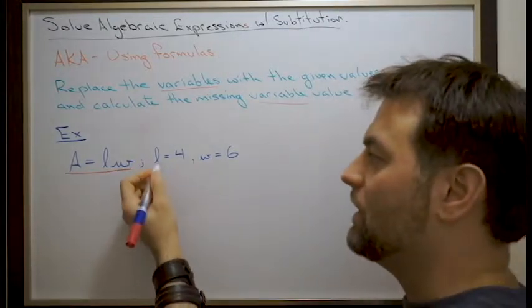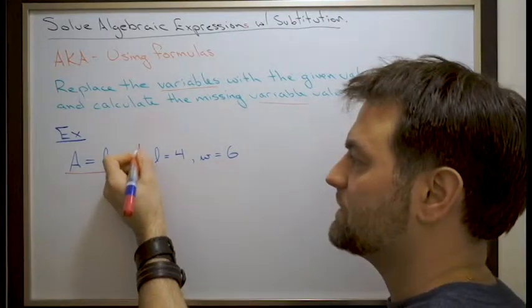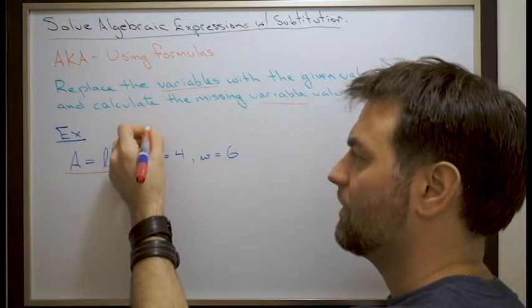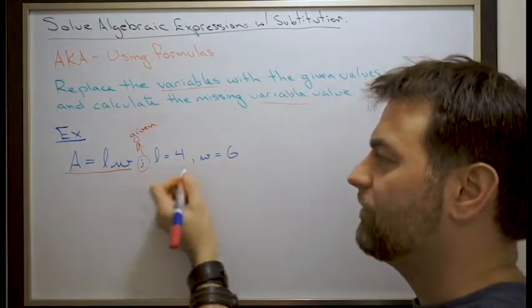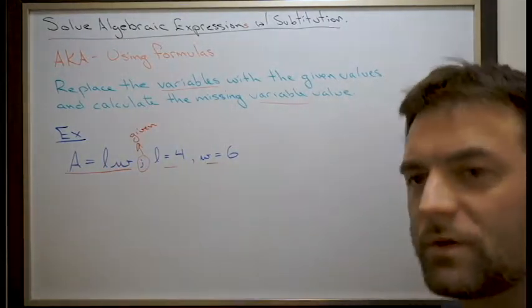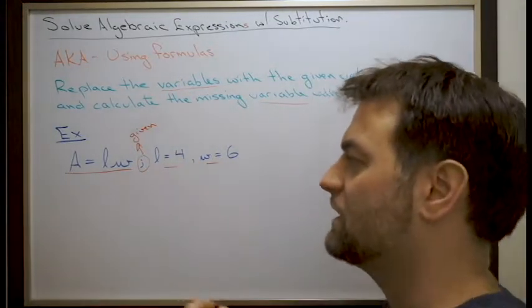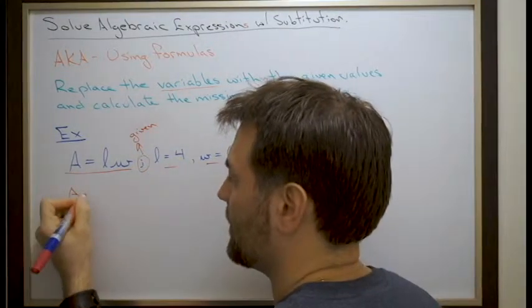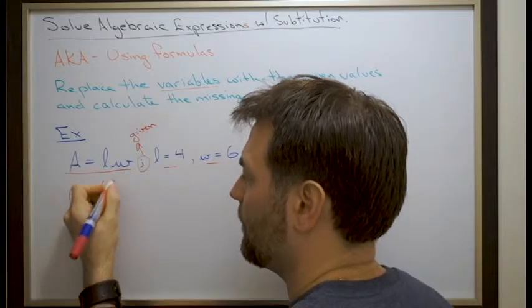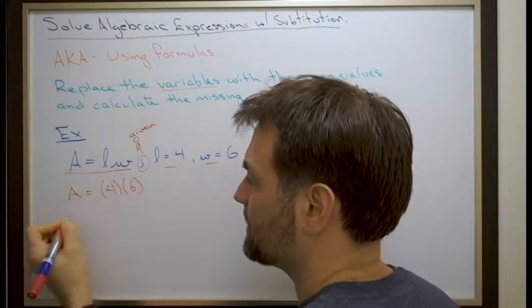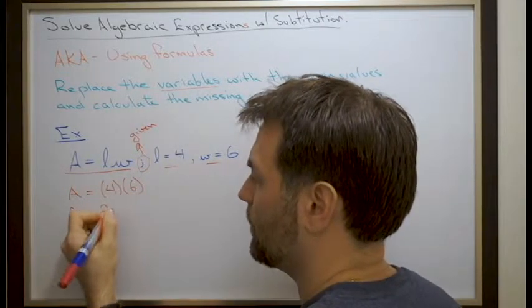And so I've given, so that means given, a length of 4 and a width of 6. So I can substitute those values in. And in this case, area equals 4 times 6, or 24.